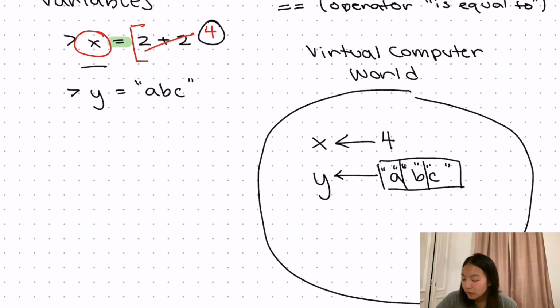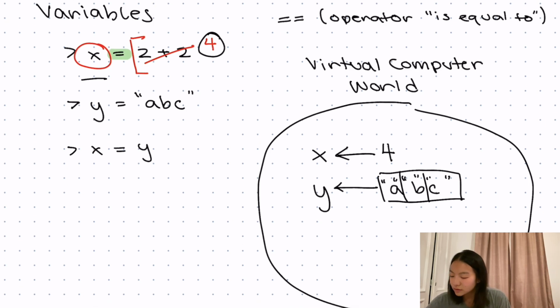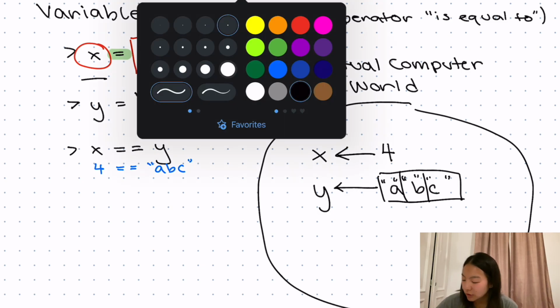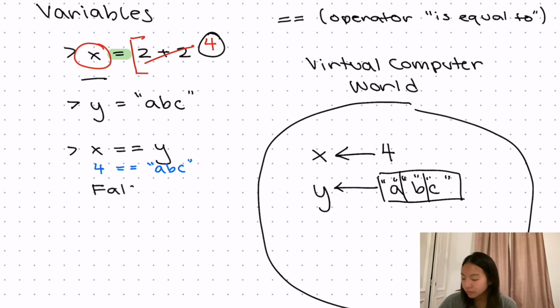Okay. Now here, if I say x is equal to y, actually first, let's do if x is double equal to y. What Python's doing is saying, okay, what is the value of x? It's 4. Now, is this equal to y? And what's y? It's ABC. Are these things equal? No, they're not. So what this actually gives me is false.